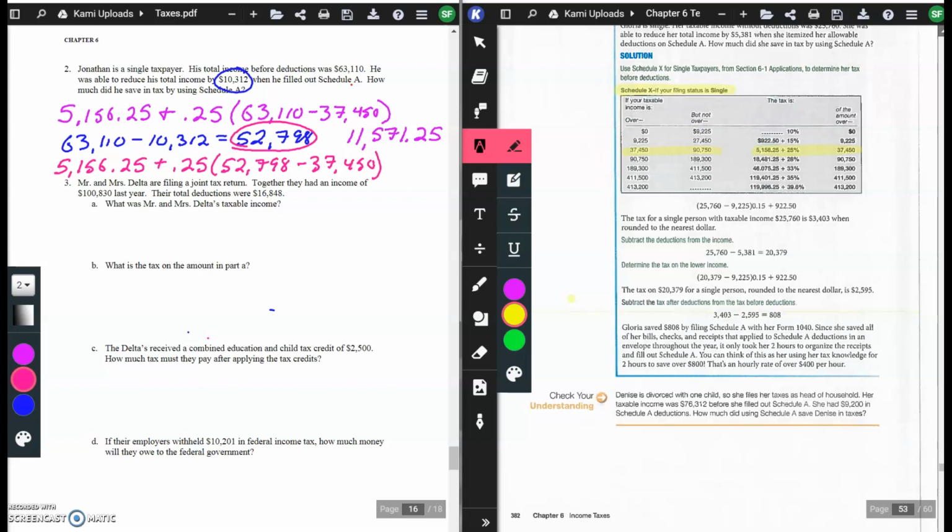So again, let's enter it in the calculator. 5156.25 plus 0.25 parentheses 52,798 minus 37,450 close parentheses gives you a tax of 8,993.25. So by filling his Schedule A out, he deducted, or he lowered his tax considerably.